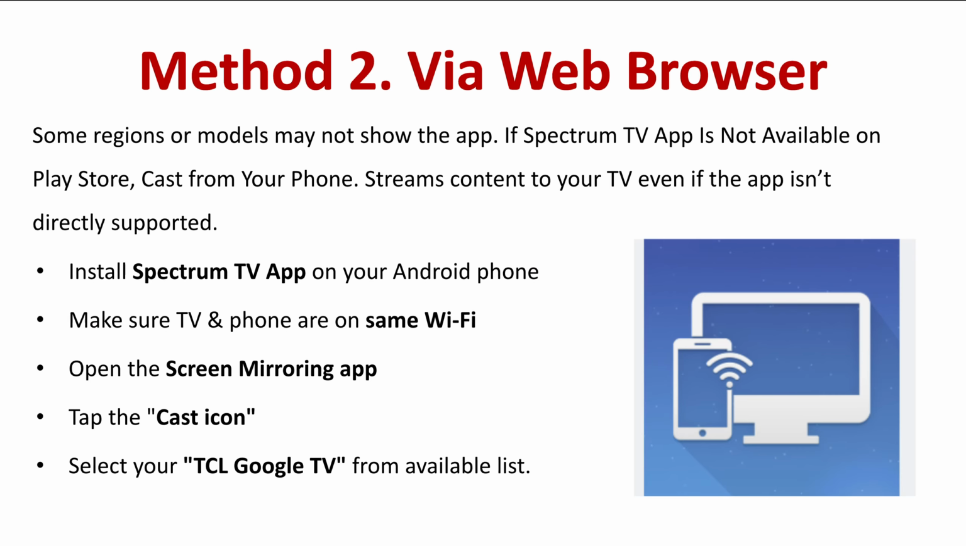Method 2, via web browser. Some regions or models may not show the app. If the Spectrum TV app is not available on Play Store, cast from your phone. Stream content to your TV even if the app isn't directly supported. Install the Spectrum TV app on your Android phone. Make sure TV and phone are on the same Wi-Fi. Open the screen mirroring app, tap the cast icon, select your TCL Google TV from the available list.